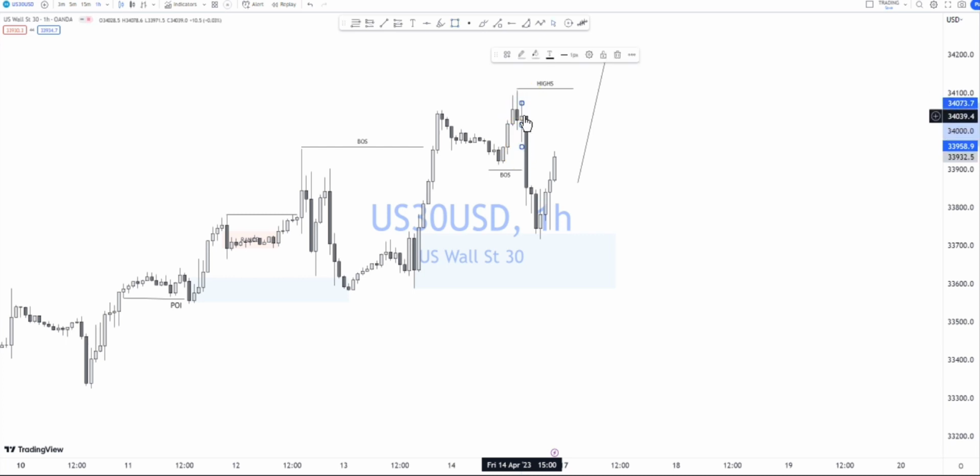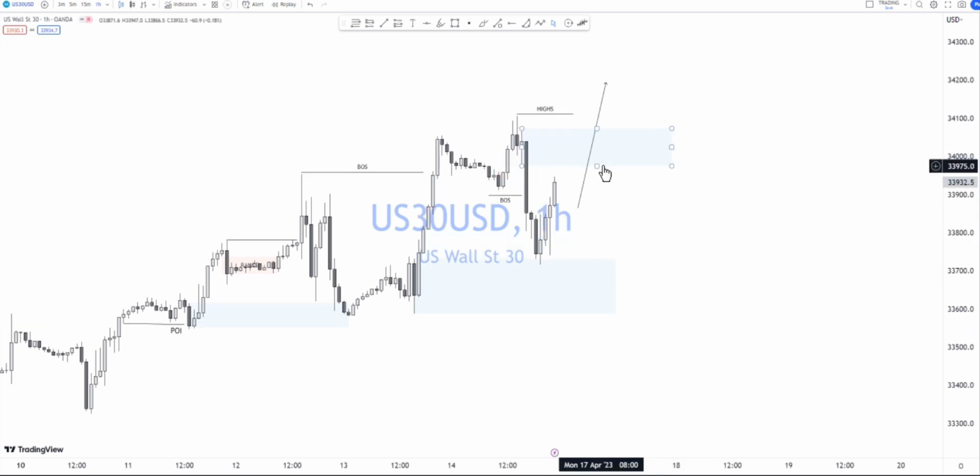Price can still respect these areas, guys. I'm well aware of that, because we have already broken structure and continued pushing to the downside. But that's not what I'm looking out for.